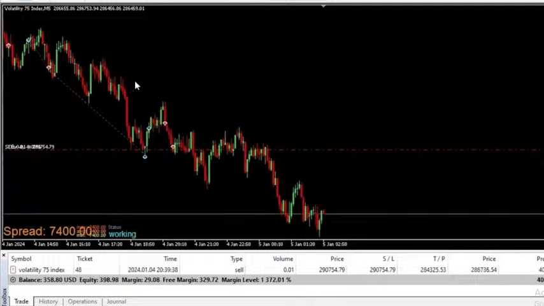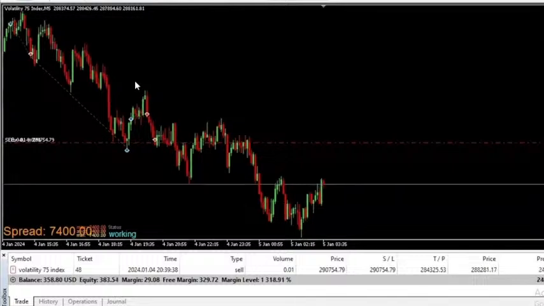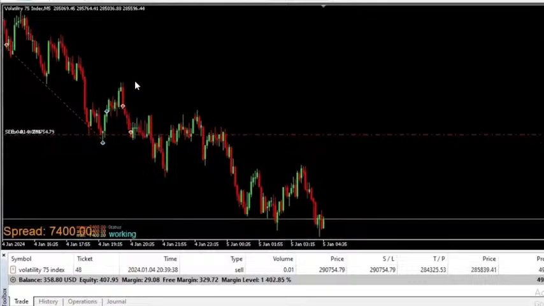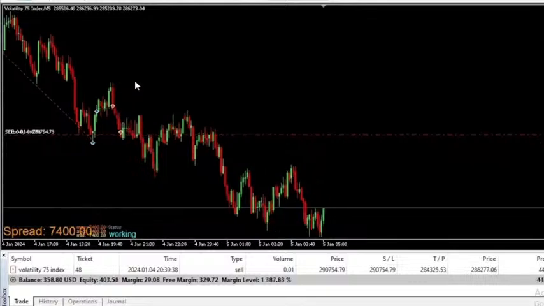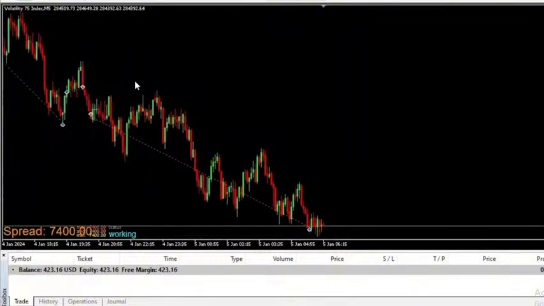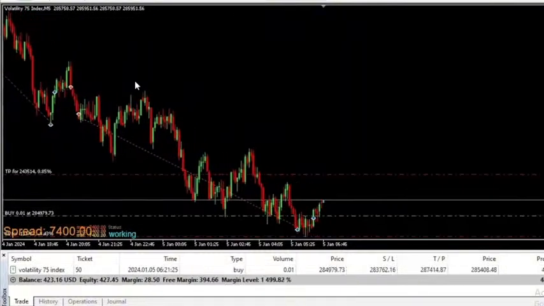Might it take profit? I don't know. Just see, is it retracing against us? But we are risk free nevertheless. We are risk free already. So let's see how it goes. Okay, yeah, it hits TP and we are up to 423.